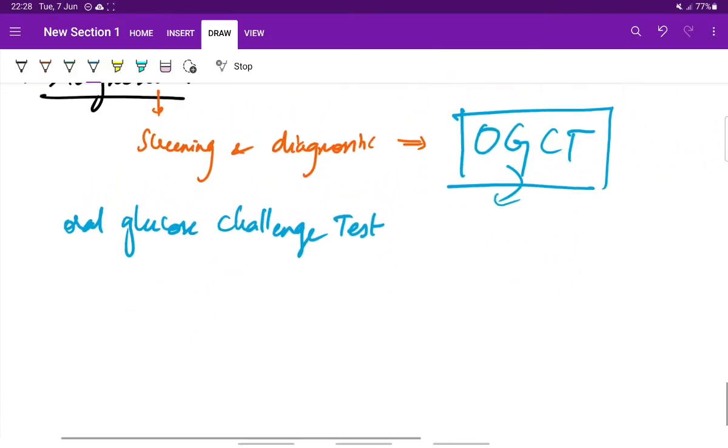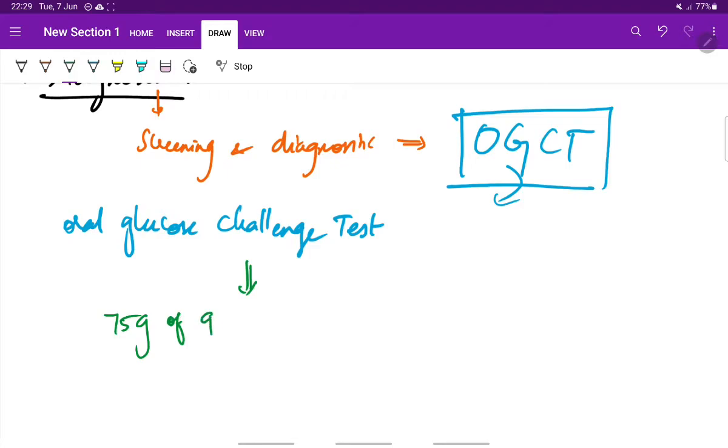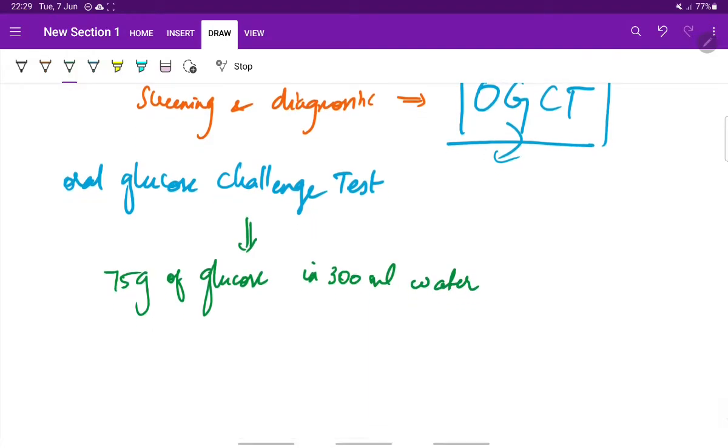Now, let us see about the OGCT. First, how is this test performed? Here, 75 grams of glucose is given mixed with 300 ml of water, and the patient, that is the antenatal mother, is asked to consume this over a period of 5 minutes, and this is given irrespective of her last meal.